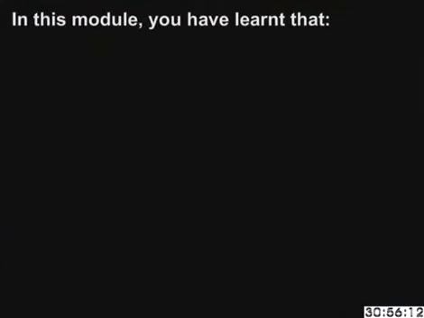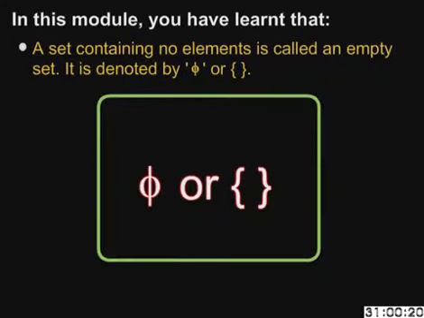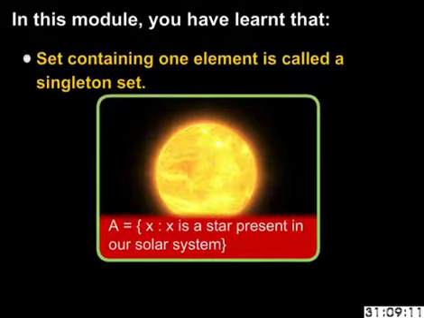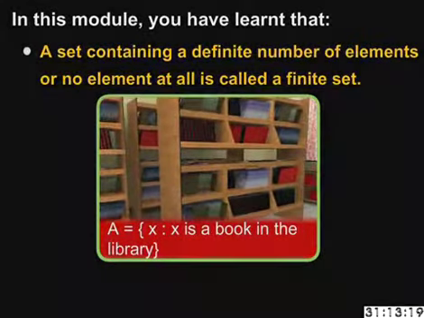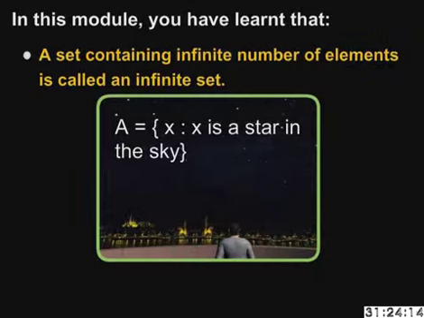In this episode you have learnt a set containing no elements is called an empty set. It is denoted by phi or curly brackets with no elements in it. Set containing one element is called a singleton set. A set containing finite number of elements or no element at all is called a finite set. A set containing infinite number of elements is called an infinite set.